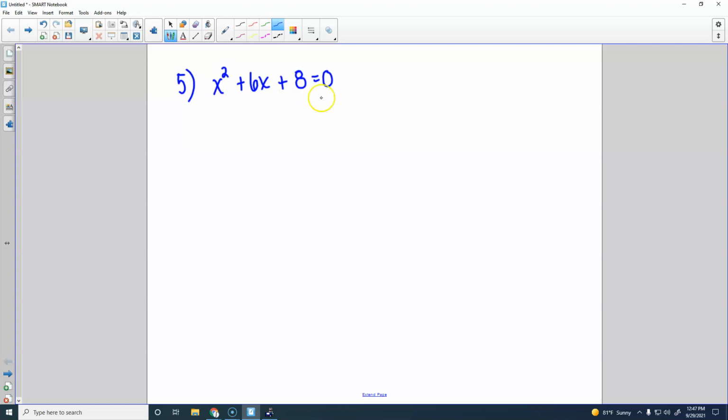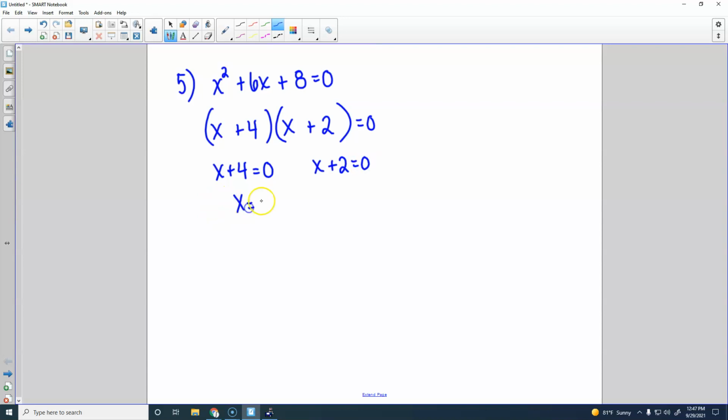However, this particular problem will factor. If I have x and x, what numbers could I use to get an 8? Plus 4 plus 2. And so this is equal to 0, so you're setting each one of these equal to 0. A lot of you don't write this step, that's fine. So x would equal -4, and x would equal -2. So quadratic formula will work, but if you recognize that it'll factor, factoring's a lot faster than quadratic formula.